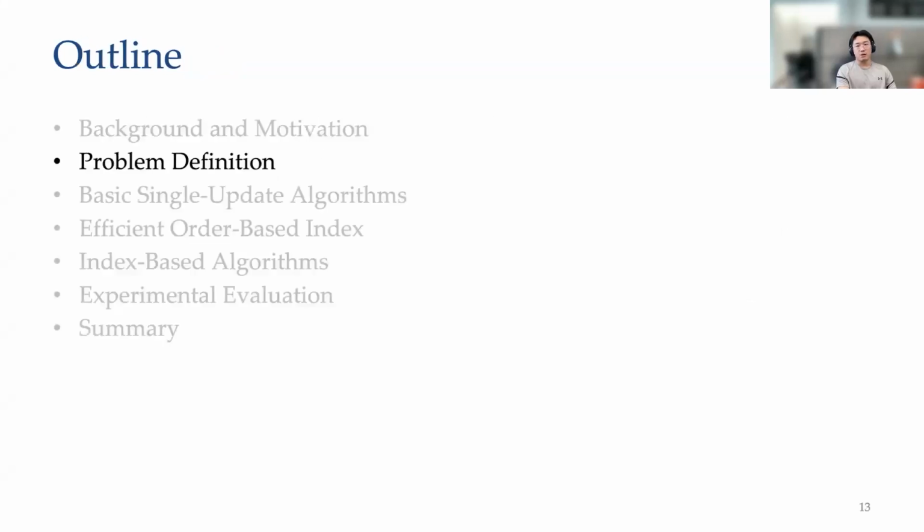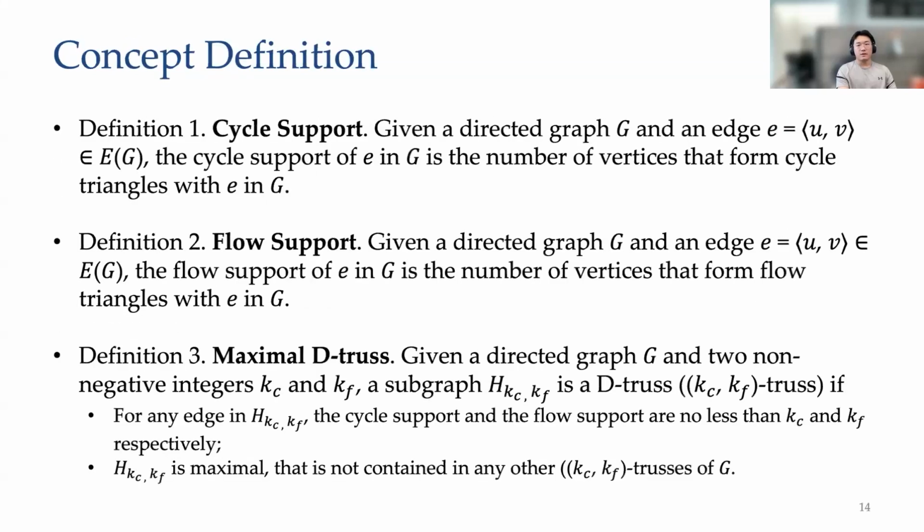Next, I will introduce our formal problem definition. The D-truss is proposed together with two types of support. The cycle support of the edge is the number of vertices that form cycle triangles with e in graph G. The flow support is defined similarly. The maximal D-truss requires the threshold and the maximality. The pair KC, KF is called the trussness of e, where KC is the cycle truss number and KF is the flow truss number.